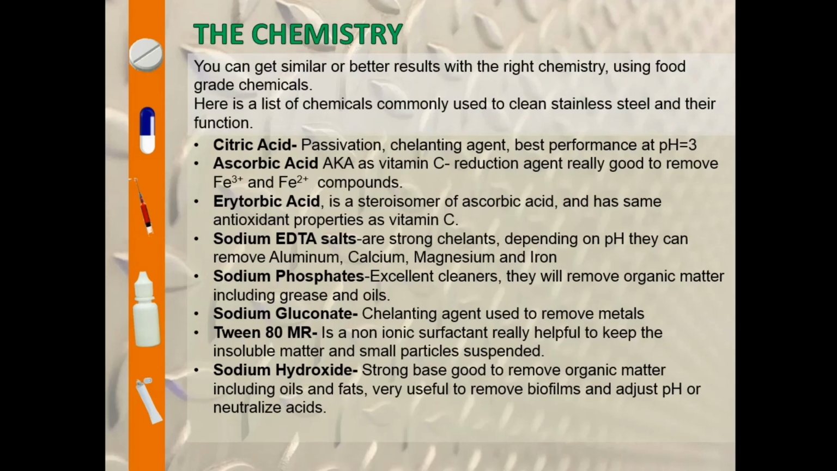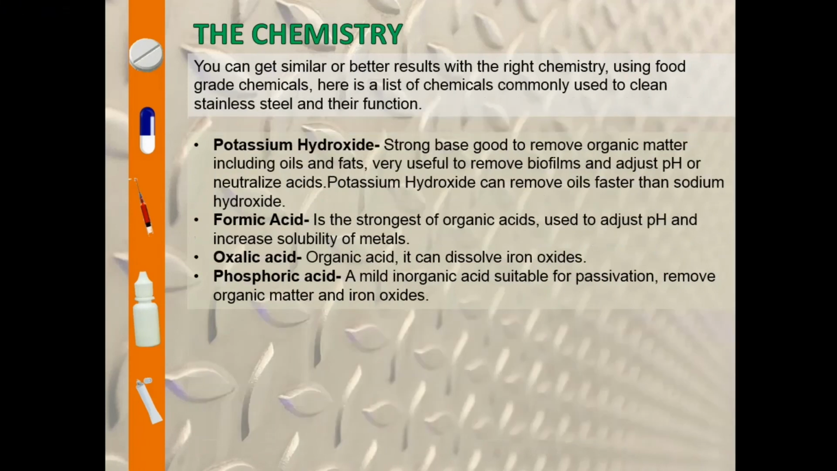Iron is the principal contaminant in new stainless steel, but not the only one. Other metals can be removed with chelation agents such as EDTA and sodium gluconate. Sodium phosphates are excellent cleaners. Not all the impurities are soluble. To keep particles in suspension, we use surfactants like Tween 80. Sodium and potassium hydroxides will remove organic matter and are excellent for removing oils, fats, and biofilm. They can also adjust the pH and neutralize acids. We can use formic, oxalic, and phosphoric acids to boost the passivation or remove iron oxides.